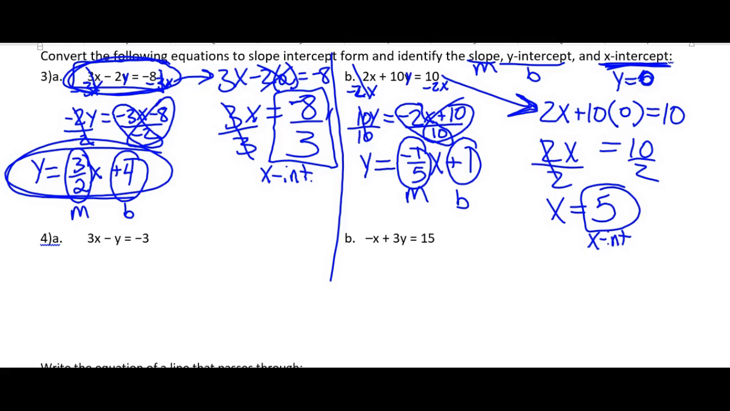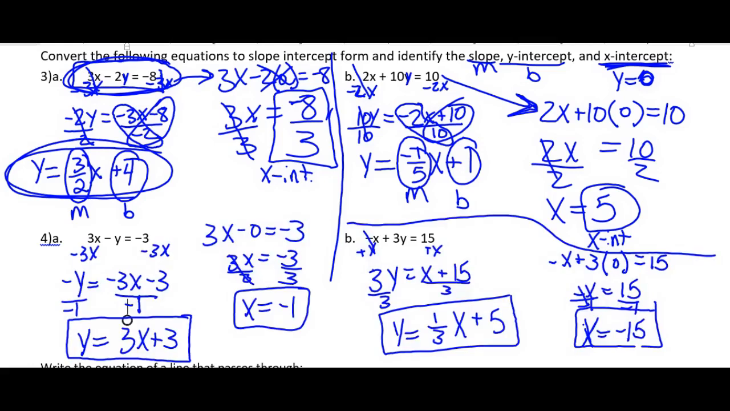So I worked those two. To save some time on the video, I'm not going to work number 4. I will give you the answer though. Alright, here's your answer for 4a and b. Your equation is going to be y equals 3x plus 3. So that means your slope is 3, the y-intercept is 3, the x-intercept ends up being negative 1.